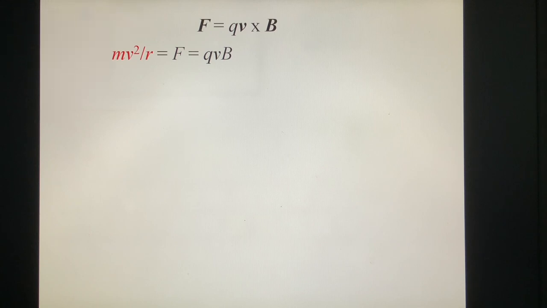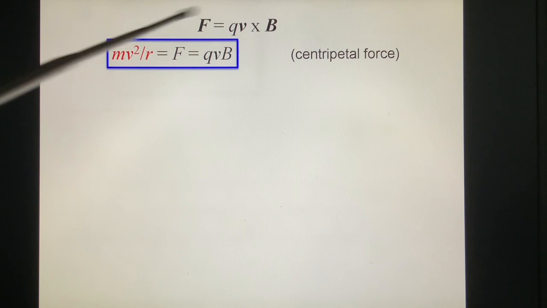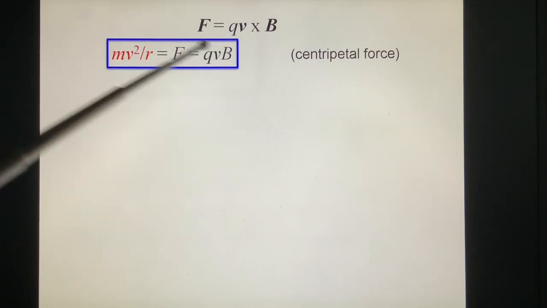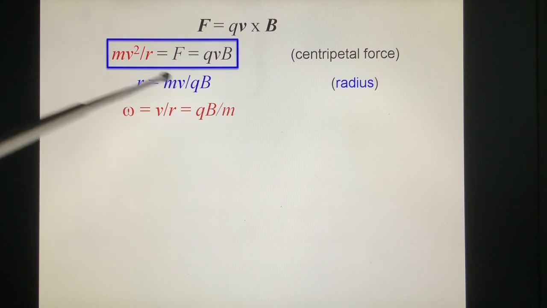That's the point. So what is the centripetal force? m v squared over r. What does the magnetic field supply? It gives you q v B. So this is the key equation. This is the magnetic force used as a centripetal force. Now from this equation, we see that r is proportional to v. Big v, big r. And then we see the omega. Omega equal to v over r. So from here, we get omega is q B over m.